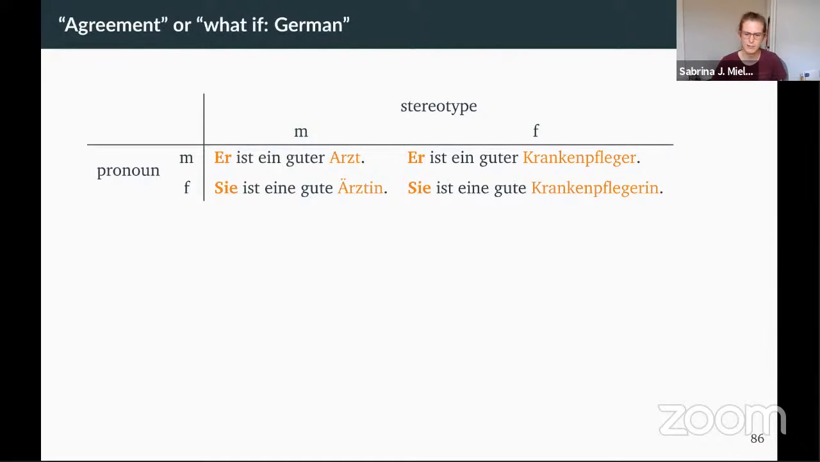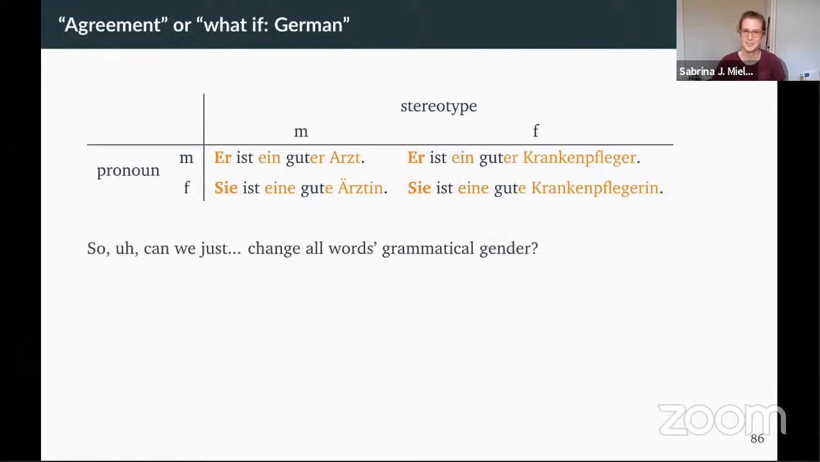We also, however, have male doctor, female doctor, and male nurse, female nurse. So there are different forms in German, and we need to flip those too. And it gets even worse. The adjective good also needs to be changed, so this also needs to be reinflected for gender. That's really nasty.